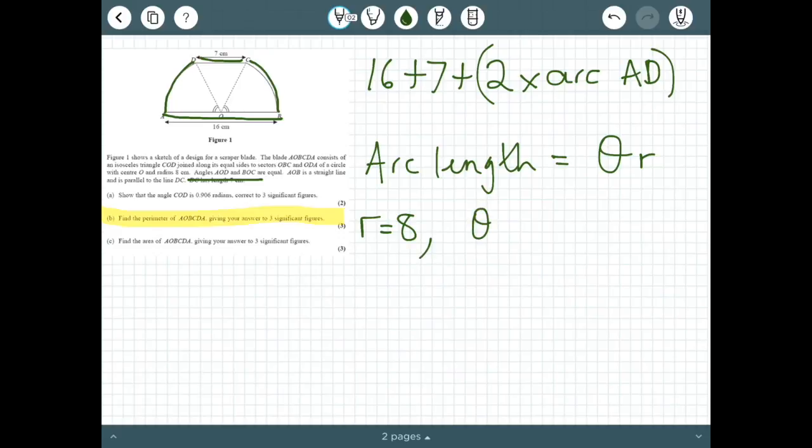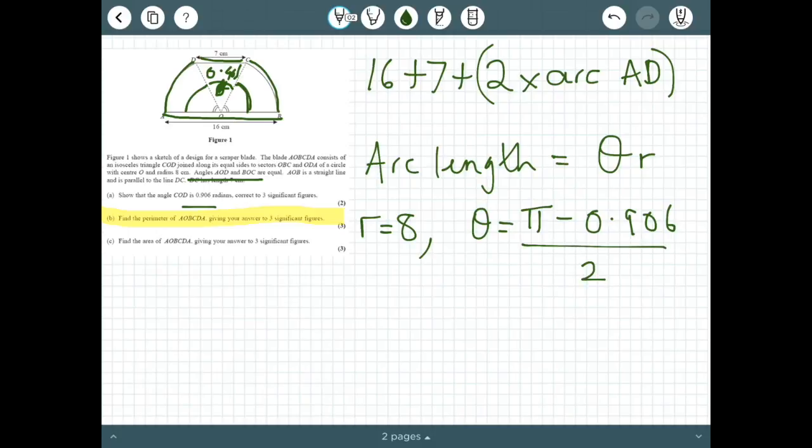An easy mistake to make here is just to assume that theta is 0.906 because you were given it previously. However, that is this angle here. We know that that angle there is 0.906, and we're trying to find out this angle here. It's on a straight line, which means it's 180 degrees. In radians, that means it's going to be pi. We're now going to take away the 0.906 to give us both of these angles together, or what's left. Because they're equal, we're going to divide it by 2.